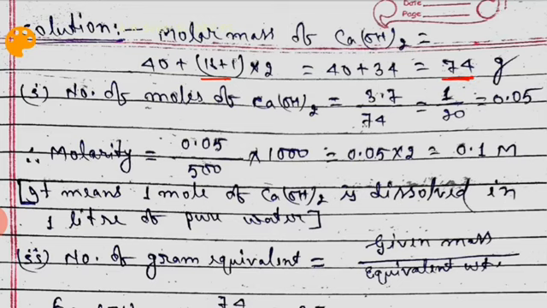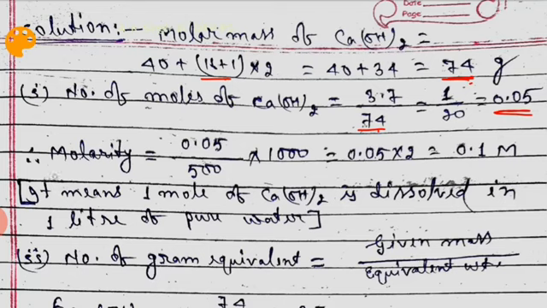It is molar mass, not molecular mass. Molecular mass will be 74 U, but molar mass will be 74 gram. Now, number of moles of calcium hydroxide is equal to given mass by molar mass. Given mass is 3.7 and molar mass is 74. So, it is equal to 1 by 20, that is equal to 0.05. So, number of moles of calcium hydroxide is 0.05.